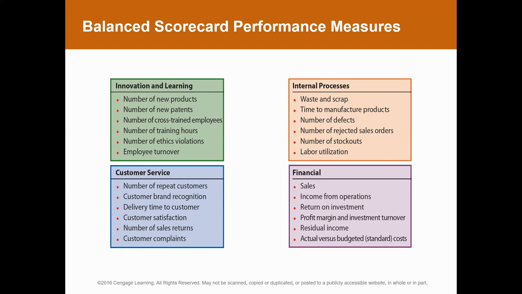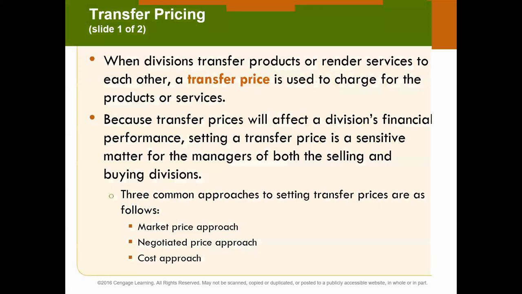And then, of course, finance would include things like sales, income from operations, return on the investment, profit margin, and investment turnover, residual income, and actual versus budgeted standard costs, like we talked about in the previous chapter. It's a lot. There's a lot of things included in the balanced scorecard.